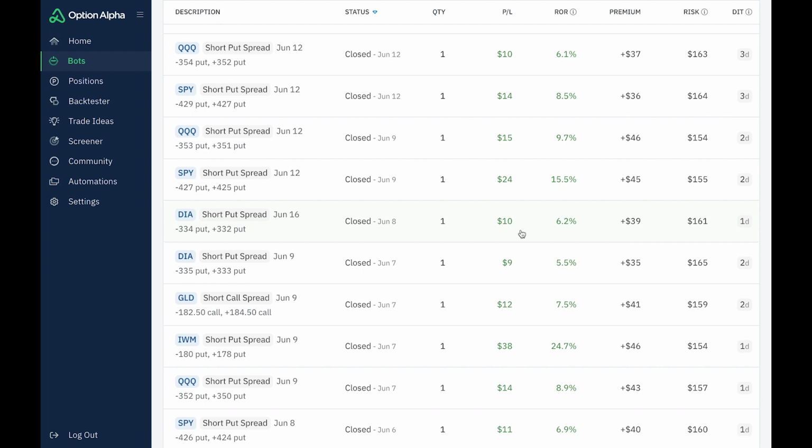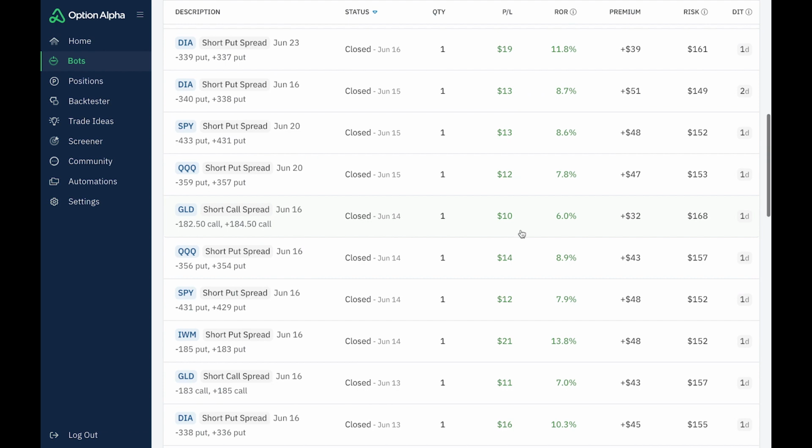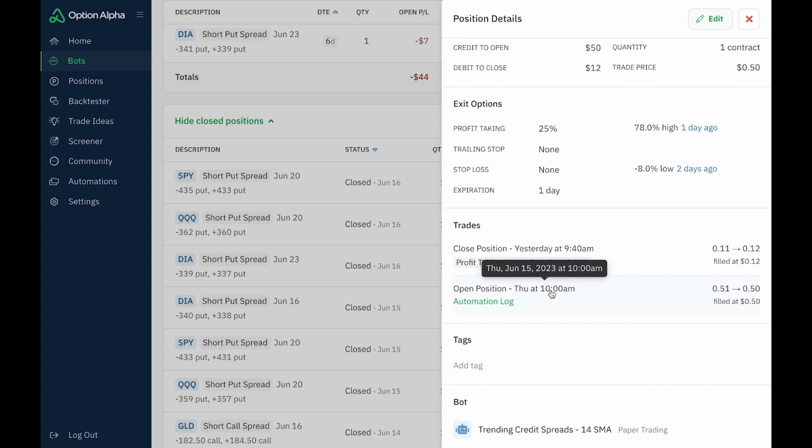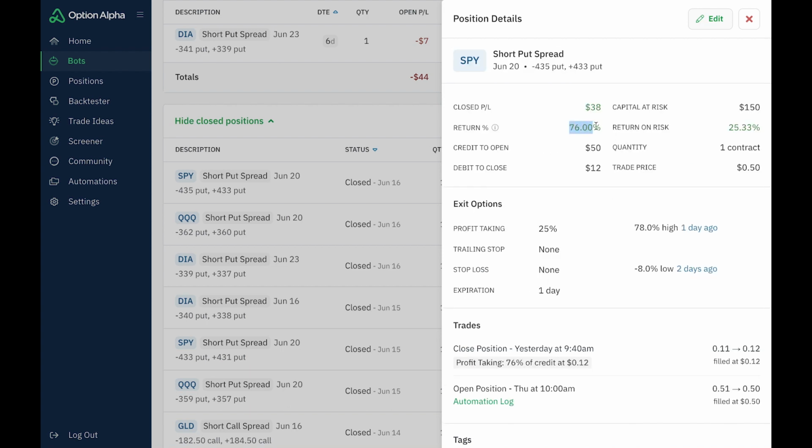Now, what I found though is most times, let's go up here to, I guess, the most recently closed one right here. So I opened it on the 15th and I closed it on the 16th, right at market open. You can see it closed for 76%. I was only going for 25%, but because it couldn't close the same day because the pattern day trade protection is on, even though it reached 78% on that first day. So the next morning, because it was still over 25%, it closed and I was able to gain 76% of that credit or $38.